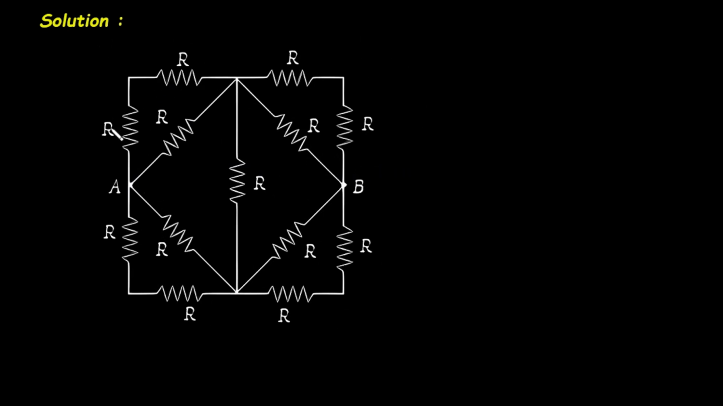Now here we can clearly see this R and this R, they are connected in series. So here we can remove this resistor and we can replace it by 2R. Now similarly here we can see these two are also connected in series. So this will be 2R and we can remove this resistor. Now here also we can remove this resistor. Now similarly we can remove this resistor.